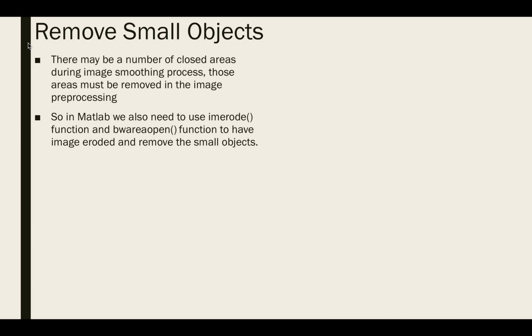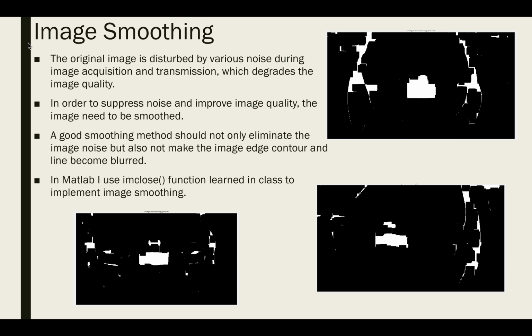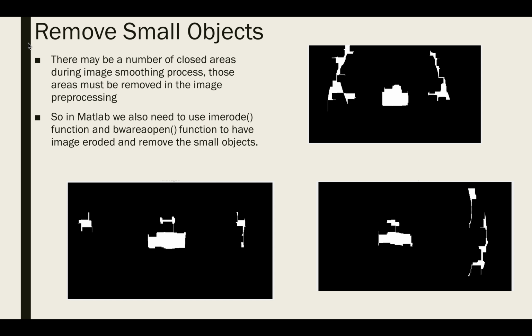From the previous test images, we can see there are numbers of closed areas during image smoothing processing. Those areas must be removed in the image pre-processing, like here. In MATLAB, we need to use the image erode function and the BW area open function to have the image eroded and remove the small objects. We can compare those 6 images. We can see these images are clear.